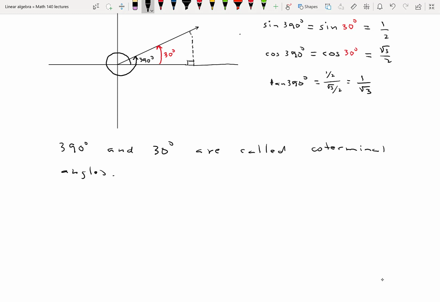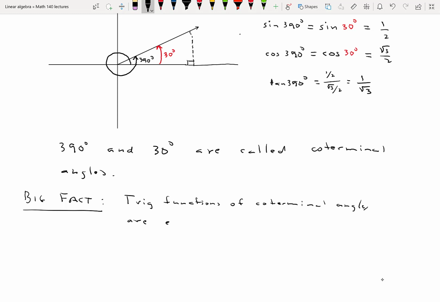And here's the big fact. This is one of a couple of really big facts. This big fact is actually, in words, those 12 identities that I'm referring to. Trig functions of coterminal angles are equal. That's 12 formulas in that statement. You'll see why in a minute.